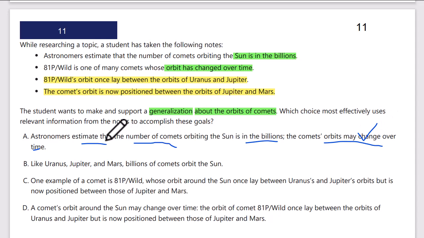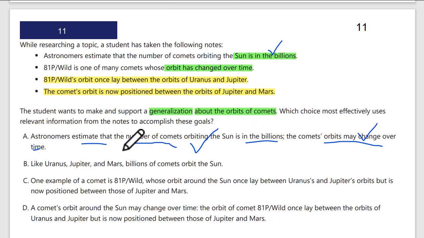However, the generalization that the number of comets orbiting the sun is in the billions is not the focus of my defined generalization. That is a particular detail given in the background, so that is not going to be the right answer. Remember, wrong answers will be too specific details, not generalizations, or they'll be generalizations about the wrong thing.